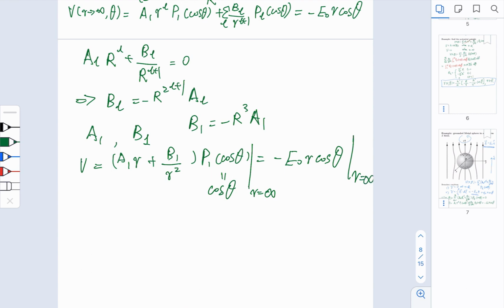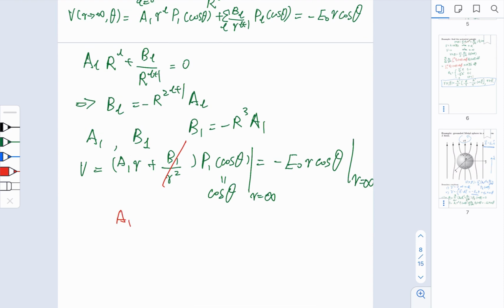So then this gives the second term in the boundary condition simply vanish, because when R equals infinity, this term does not participate in the boundary condition. So this means that A1 R cosine theta must equal to E0 R cosine theta, and A1 must be minus E0.